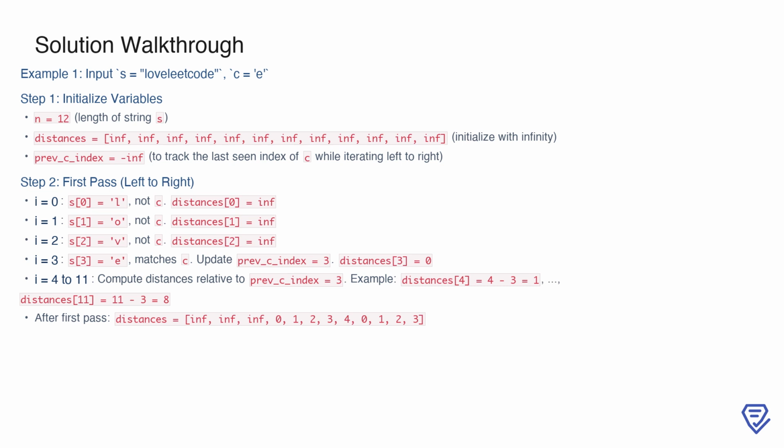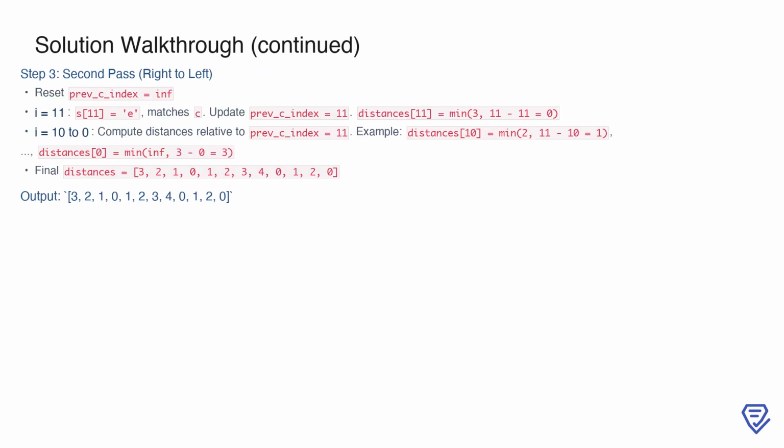From this point onward, for each subsequent index, we calculate the distance as the difference between the current index and prev_c_index. For example, at index 4, the distance is 4 minus 3, which equals 1. Similarly, we update distances for the rest of the indices through index 11. After completing this first pass, the distances array looks like this: INF, INF, INF, 0, 1, 2, 3, 4, 0, 1, 2, 3.